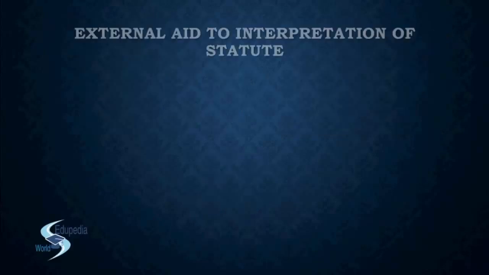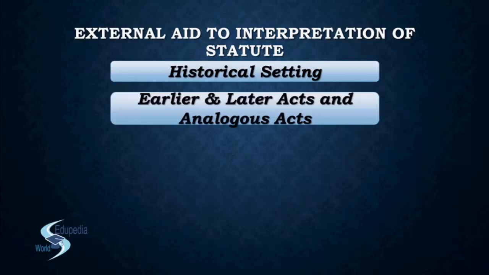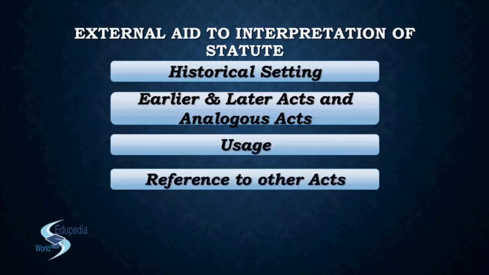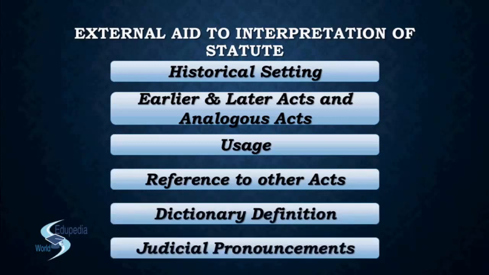So what we do is the external aid to interpretation of statute. This is what will be the main subject matter of the class today. If we look at the external aids to interpretation that we have, then here is the list. First, the historical setting is to be seen. Earlier and later acts and the analogous acts that have been enacted also have to be referred to. The usage, the reference to other acts, dictionary definition, and the judicial pronouncements.